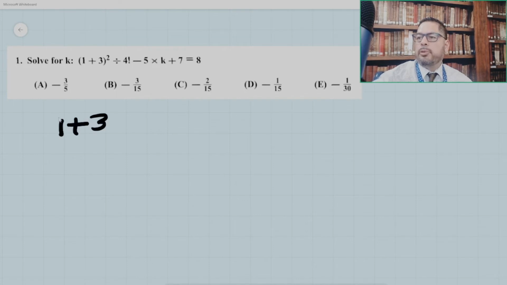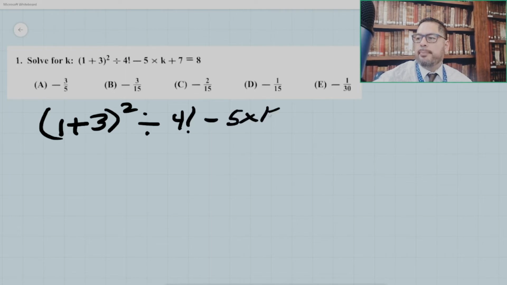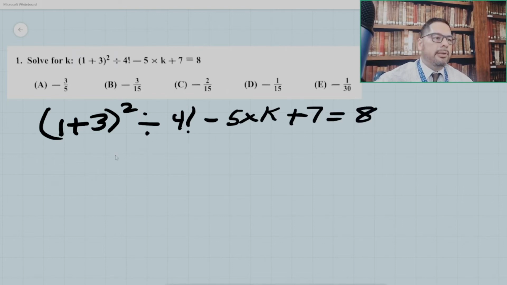1 plus 3 quantity squared divided by 4 factorial minus 5 times k plus 7 equals 8. All right, so let's take a look at this step by step. We'll reduce the problem. 1 plus 3, that's 4 squared.